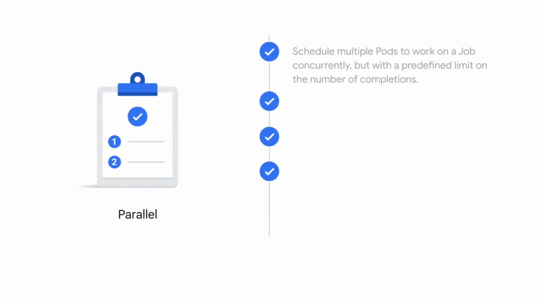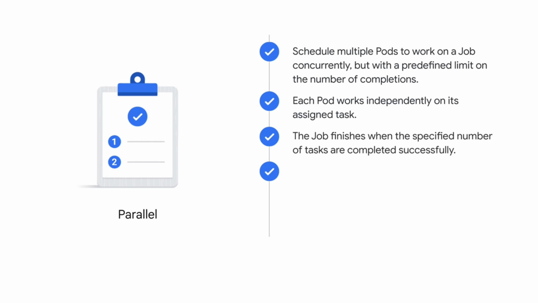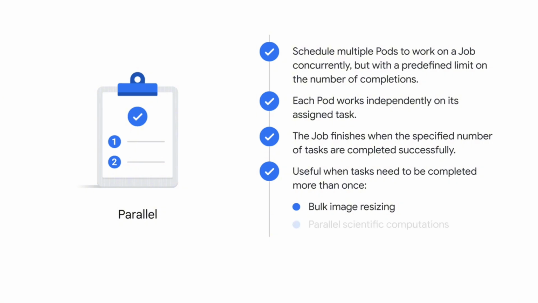Alternatively, parallel jobs schedule multiple pods to work on the job concurrently, but with a predefined limit on the number of completions. This means that each pod works independently on its assigned task, and the job finishes when the specified number of tasks are completed successfully. Parallel jobs are useful for situations where tasks need to be completed more than once, like bulk image resizing or parallel scientific computations.